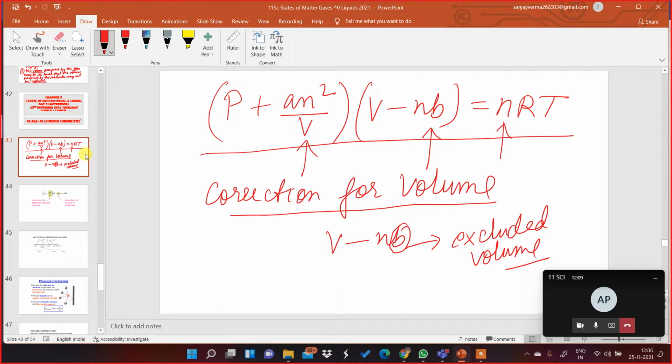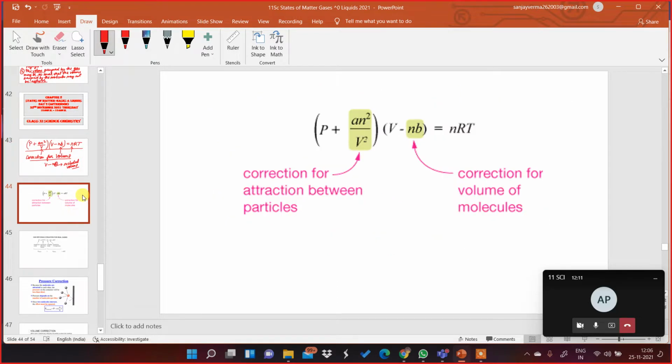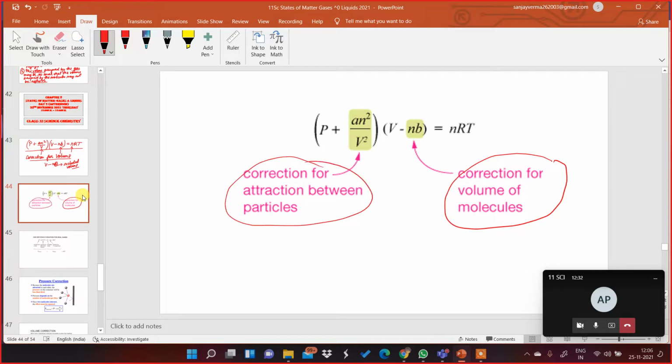Okay. Now similarly, if you look at the next slide over here, you'll get a better idea. This is the correction for volume of molecules of gases. Because of the presence of the volume of the molecules, which may be negligible, but still it is there, the volume of space which is available to the gas molecules is V minus nb now. And then there is a correction for attraction between the molecules, the correction of pressure.